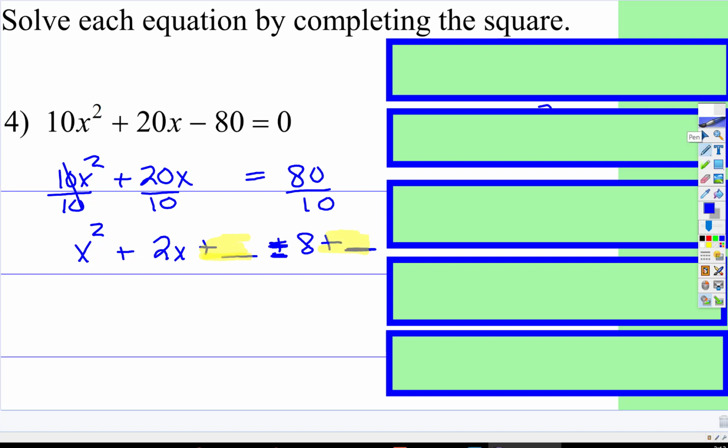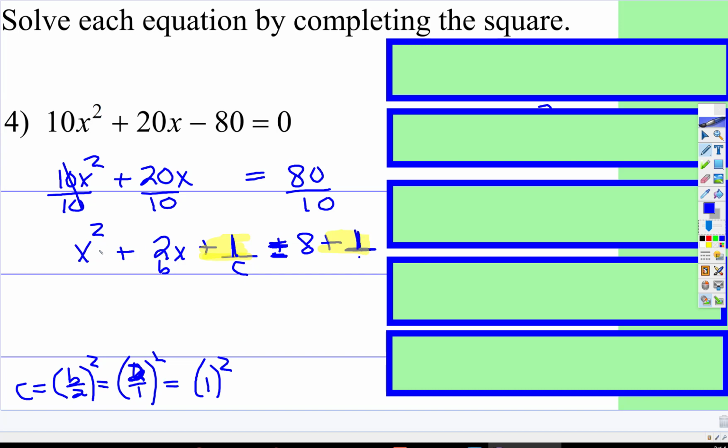Now remember what goes there. That's the c value. It's half of the b value, and then you square it. So in this case, our b value is 2. So half of 2, and then we're going to square it. Well, half of 2 is 1. 1 squared is 1. So we're going to add 1 to both sides.